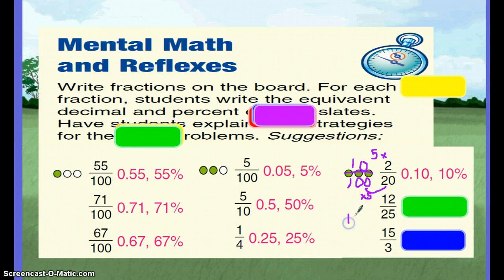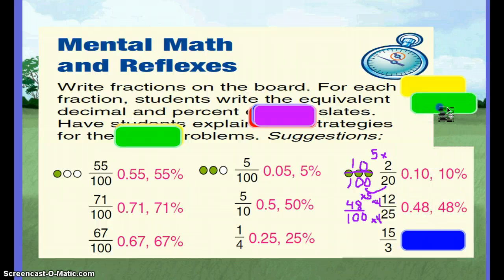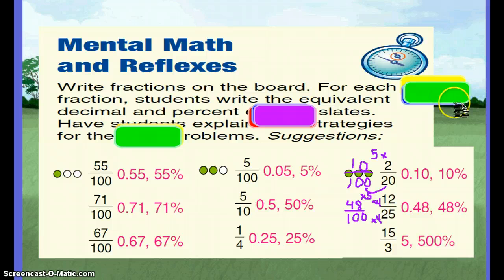This works again for the 25% if you're struggling with the other methods that we have already practiced. Think of it again as, I want 100. Well, how does 25 become 100? Times 4. What is 12 times 4? Well, I know that that's 48 hundredths, which is 0.48 or 48%. And 3 and 15 thirds, how many times does 3 go into 15? 5 complete times. So 5.0 or 500%.